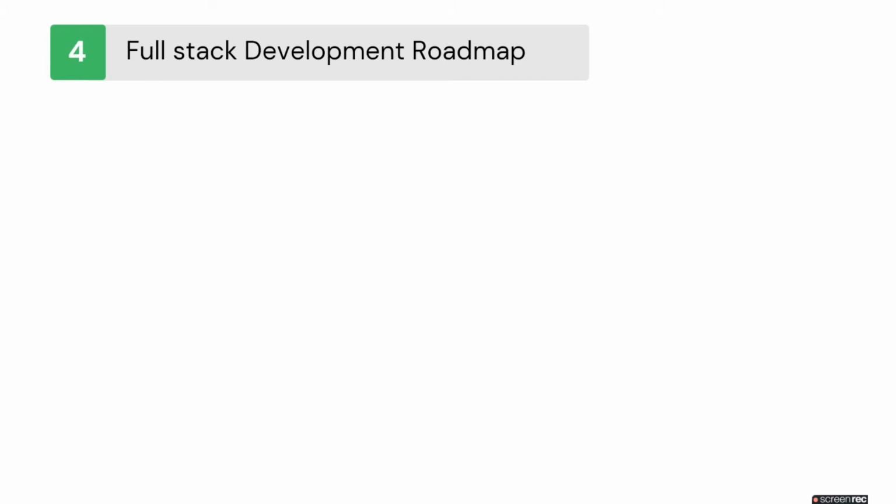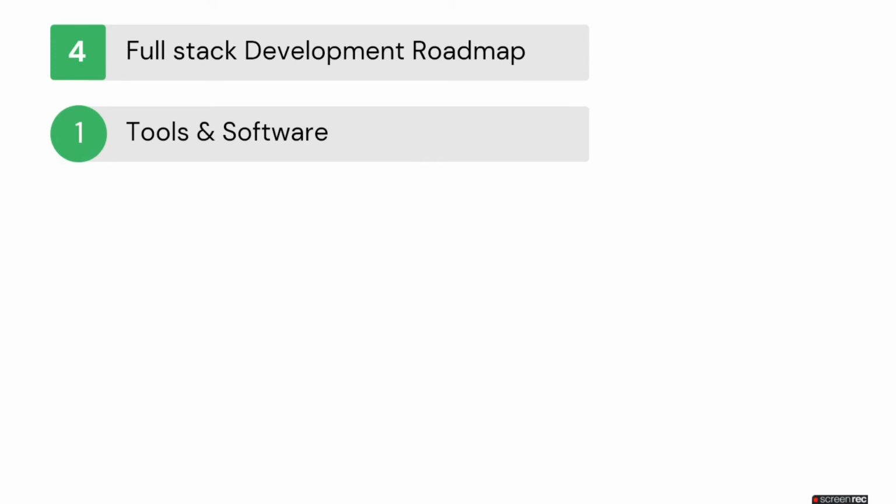Moving on, let me explain to you a simple roadmap of how to go about becoming a full stack developer. This roadmap basically shows you the prerequisites and skills one should have to become a successful full stack developer. Alright, so let's go ahead and begin with tools and software. The first and most rudimentary requirement is a text editor. The most widely used editor is VS Code.